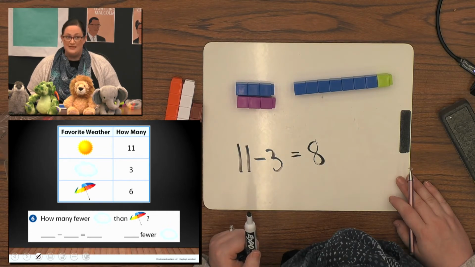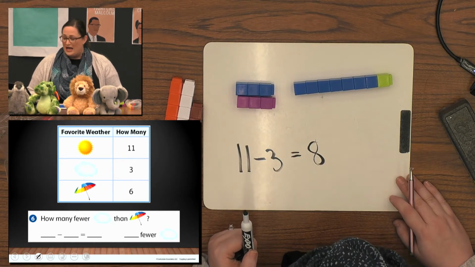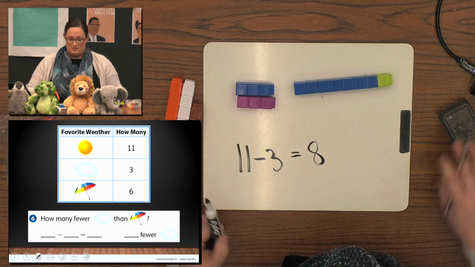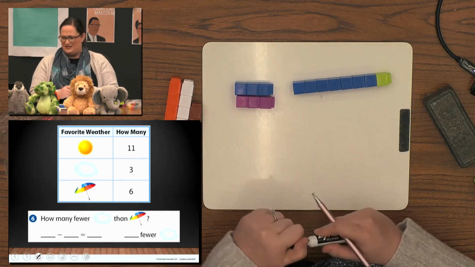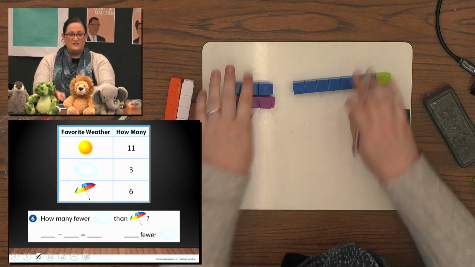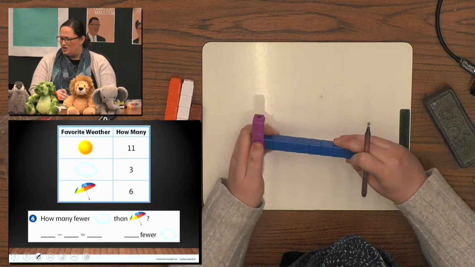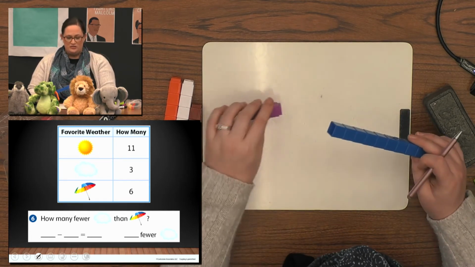Same graph, same data, different question. Now they want to know how many fewer cloudy days than rainy. So how many fewer children like cloudy days than rainy days? Each of these blocks is representing a student that likes that kind of weather. So let's look. We need cloudy and rainy. How many cloudy? 3. So 3 children like cloudy days.